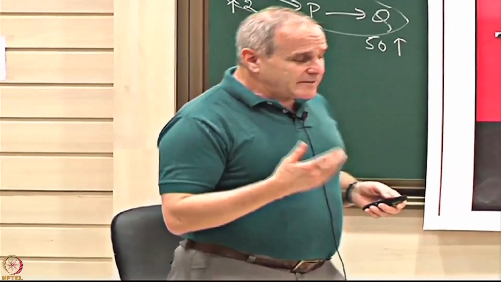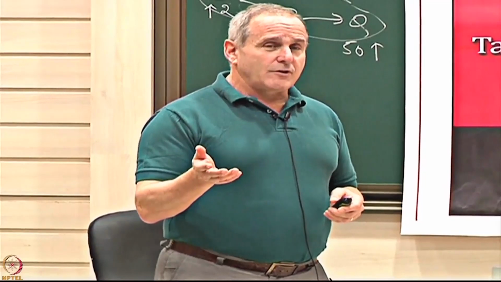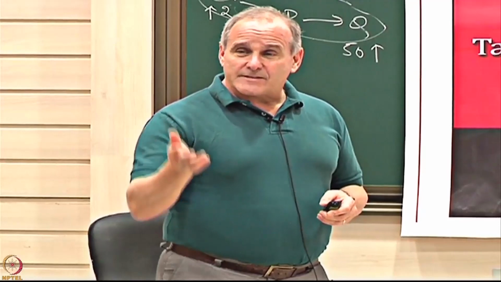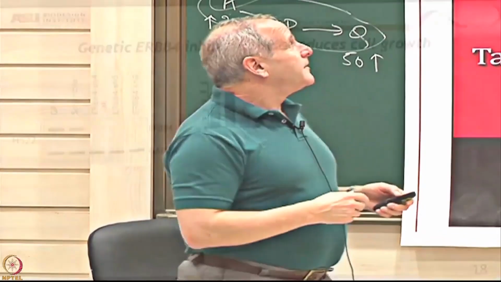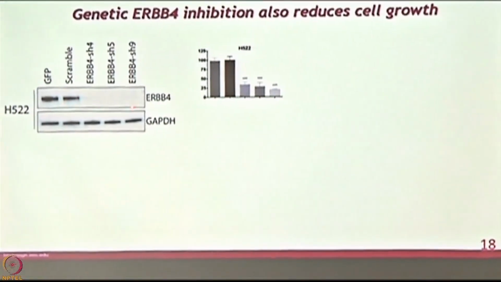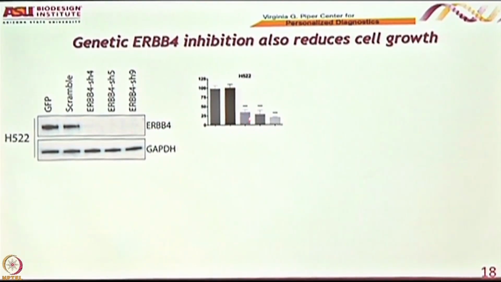So we wanted to ask the question, can we knock down ERBB4 without the drug? How would you go about that? shRNA. Right. So that's what we did. Here is one of our cell lines, 522. This is one of the sensitive cell lines. Here's an ERBB4 shRNA, clearly knocking down protein. And if you knock down the protein, cell division gets reduced. So just knocking down ERBB4 is sufficient to give you cell inhibition.